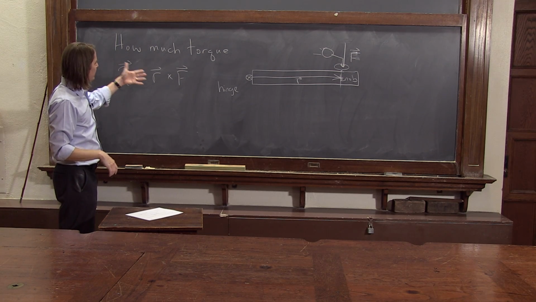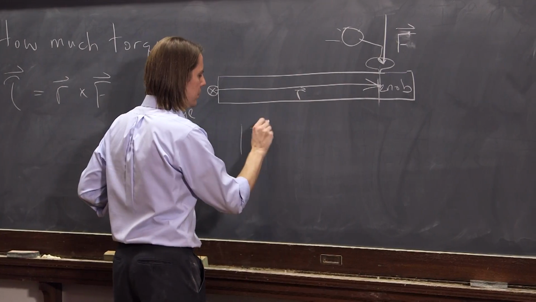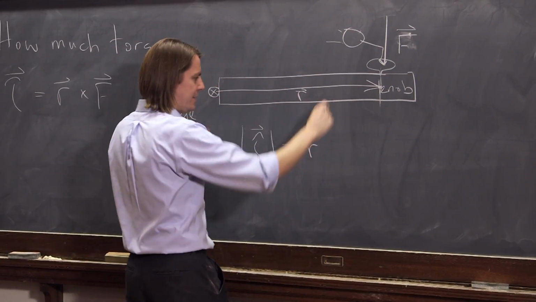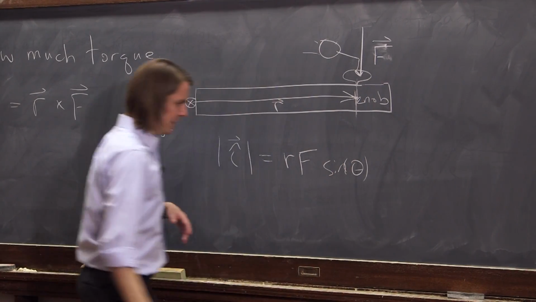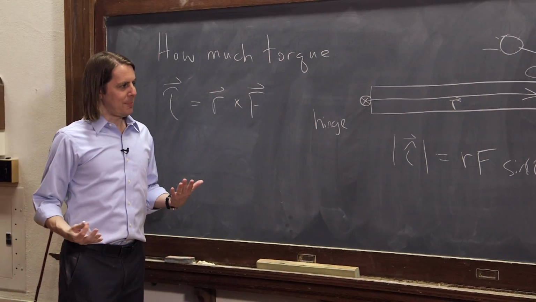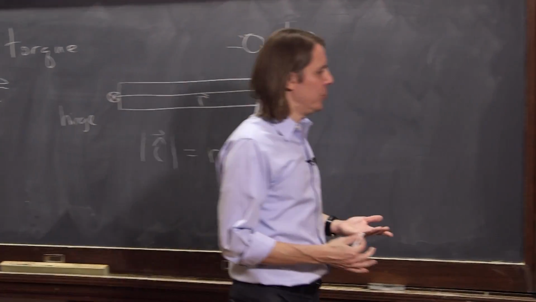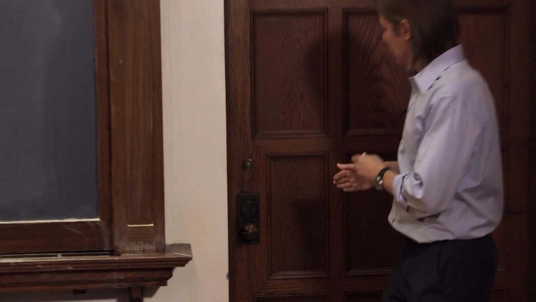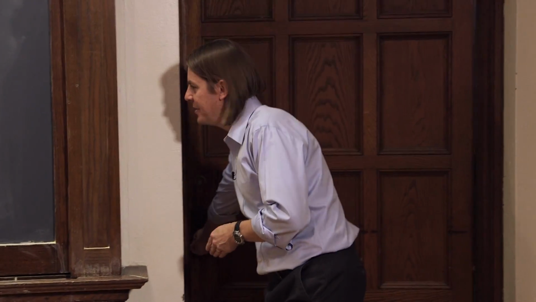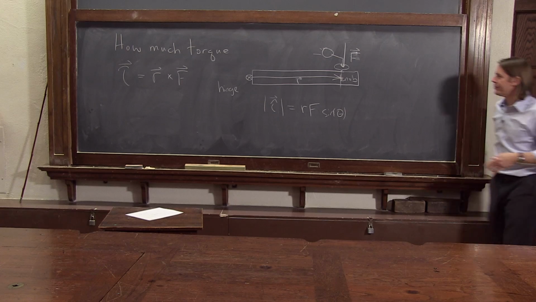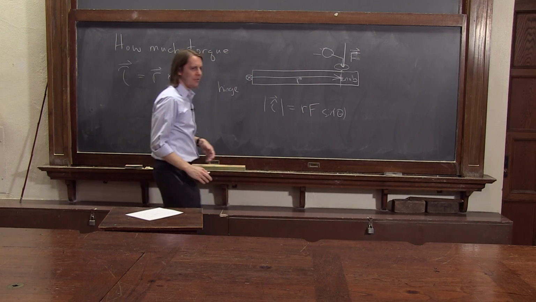So tau is R cross F. We want to get the magnitude of tau. It's just R, that distance, times the force, F, times sine of theta between them. So if you want to apply the maximum torque, you push at 90 degrees. And that's intuitive, right? You wouldn't go up to a door and, to open it, push it like this, all right? You push it straight. You push at 90 degrees to R. If you push at an angle, you get less torque. So this all physically makes sense.